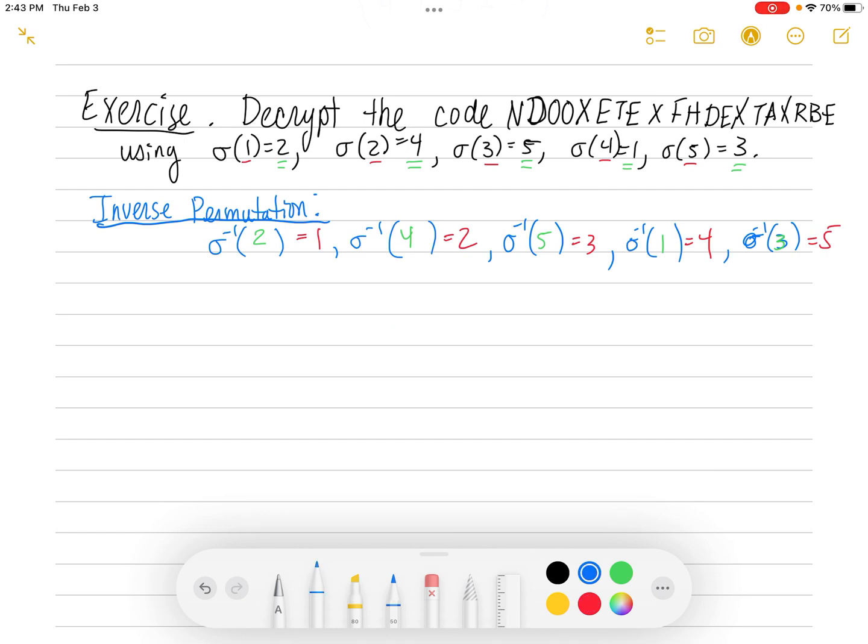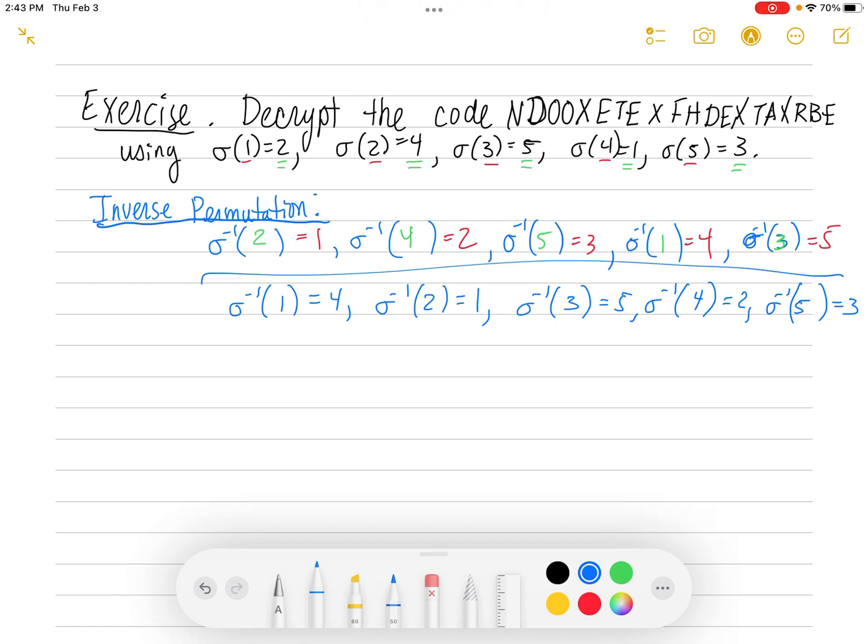Now, I want to put this in order. I want to start with sigma inverse 1 equals 4, sigma inverse 2 equals 1, sigma inverse 3 equals 5, sigma inverse 4 equals 2, sigma inverse 5 equals 3. So I'm going to use that.